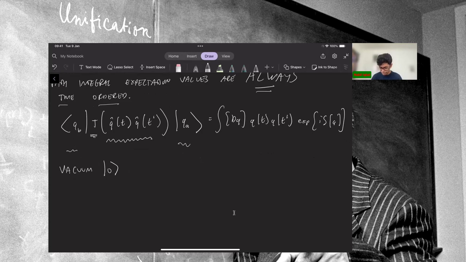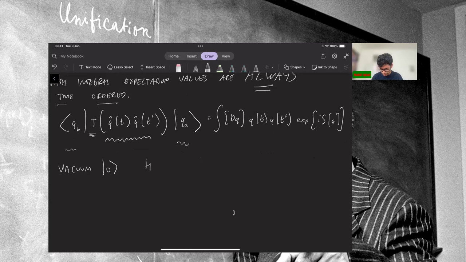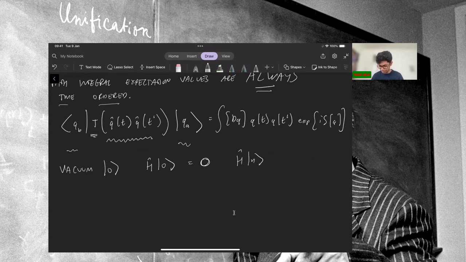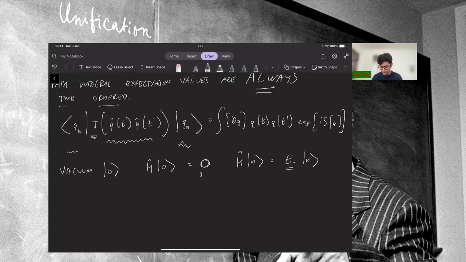Let me define the vacuum carefully. I'm going to define the vacuum to be the state that when the Hamiltonian acts on it, it gives me zero. And let me also define all the other energy eigenstates. I'm going to call them n. These are basically defined in this way: they all have an energy E_n times |n>, so the other states. Now, I want to calculate a formula that replaces these QAs with the vacuum.